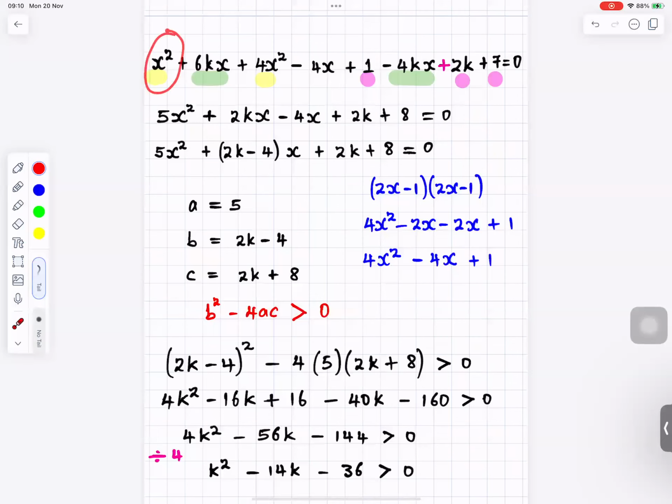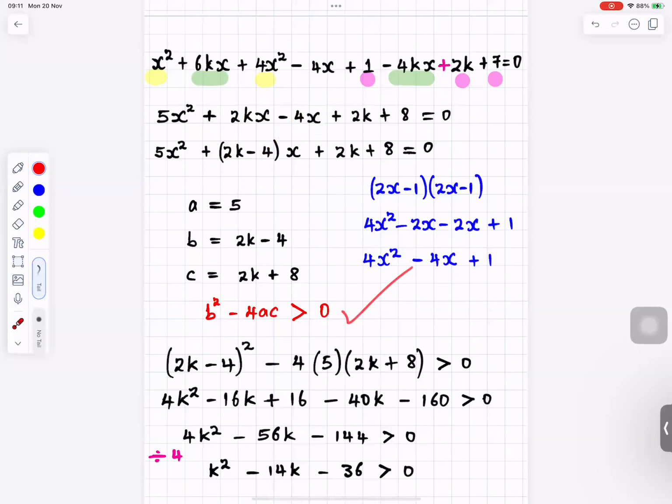So I'll put the x squared together. So 1x squared plus 4x squared gives me 5x squared. I do the kx, the 6k minus 4k x, it gives me 2kx. And then 1 plus 7, it gives me the 8. And then I have the plus 2k. Now, I will factorize the ones with x. This one has x, this one has x. So x can come out of the bracket. You're left with 2k minus 4.